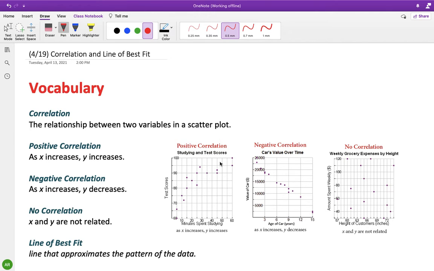The date that this was recorded is April 14th. The date that we'll be using this in class is the week of 4/19. So just write whatever date you wrote the notes down. That's fine with me. All right, so vocabulary heavy today.